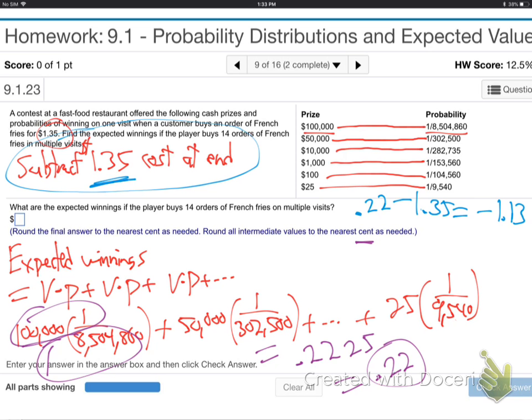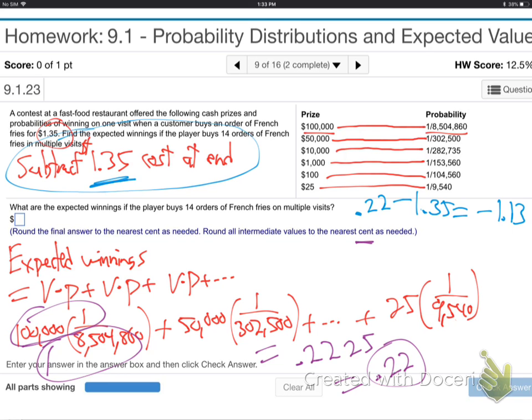I know that seems weird because you think, well, what do you mean 22 cents? Well, right, I know you can't win 22 cents, but I'm saying that's the average. That's what the casino, for example, or the lottery people know. So that's what the average ticket is really worth. Subtract $1.35, you're really losing $1.13.